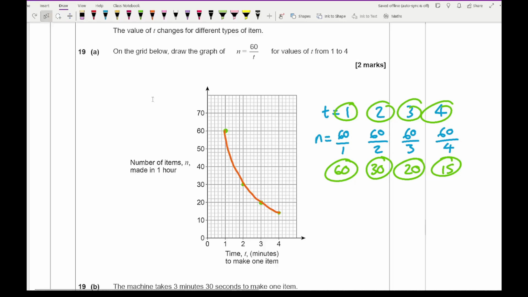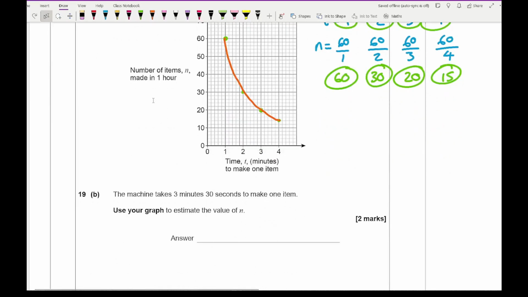It then says the machine takes 3 minutes 30 seconds to make one item. Use the graph to estimate the value of n. So for this I need to find 3.5, which is here. I then draw a vertical line, preferably straight, unlike the one I've drawn on the screen. And then what you want to do is to project it going across. And I would say that my answer is probably around 17.5. But again, you're probably looking at an answer between 17 and 18.